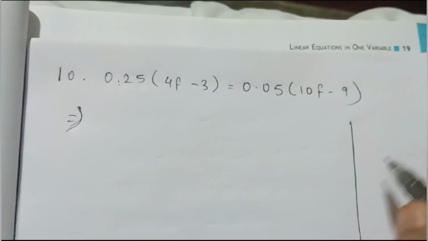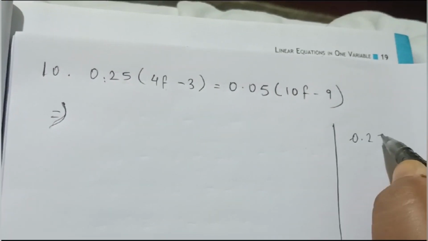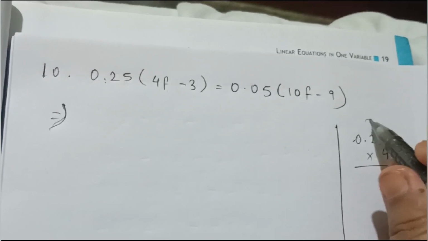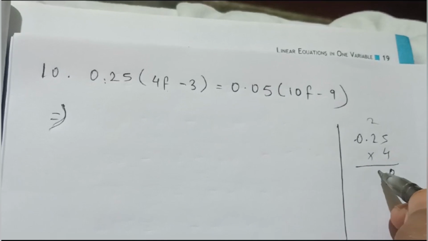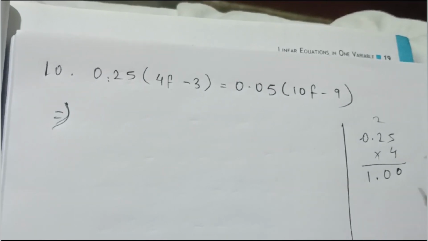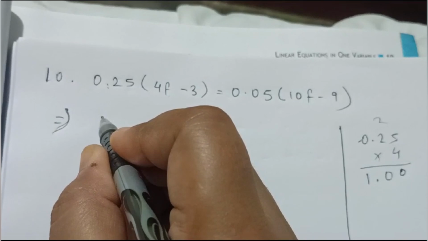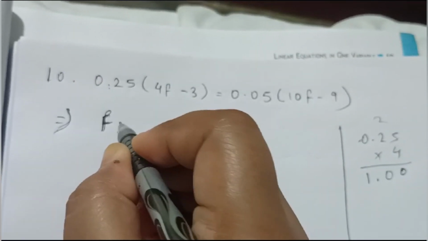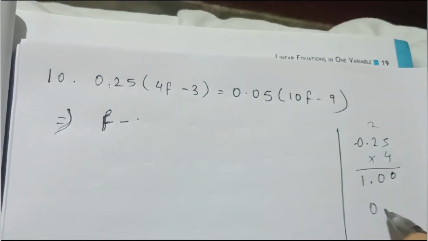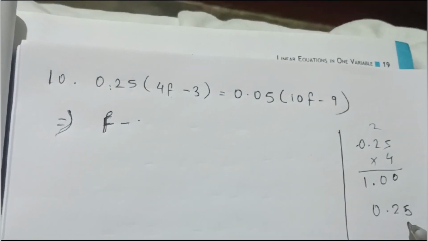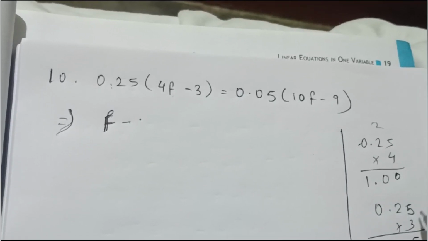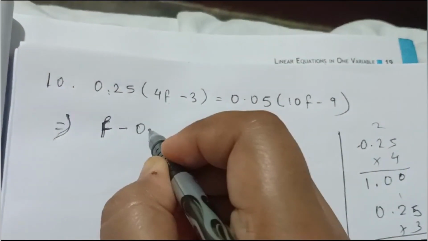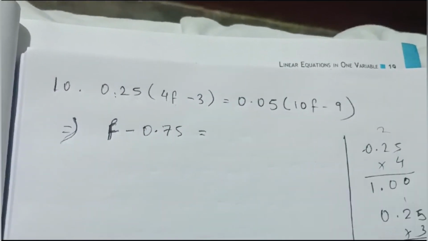We'll write here. First one is what? 0.25 into 4. 4 5s are 20, 4 2s are 8, that is 1.00. Here, that means 1F. That means you will write F. Minus here, this one, 0.25 into 3. 0.75.